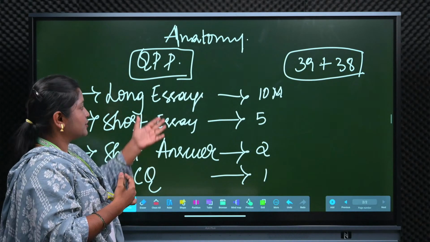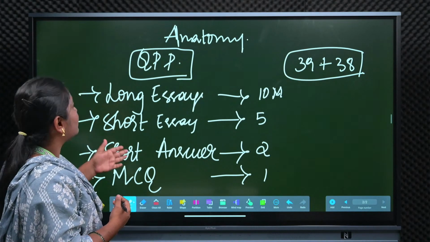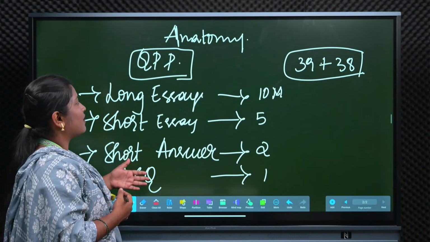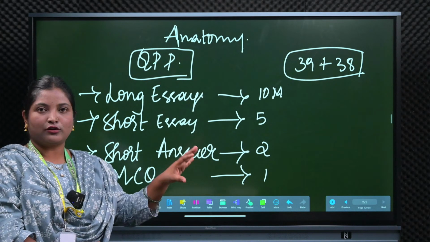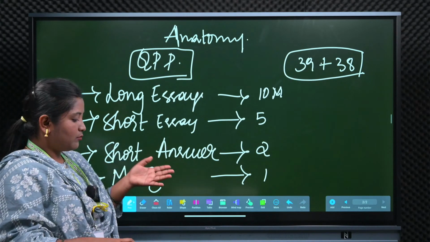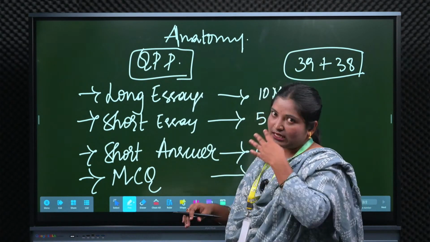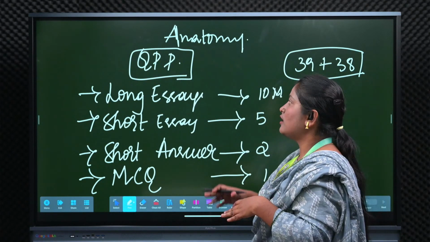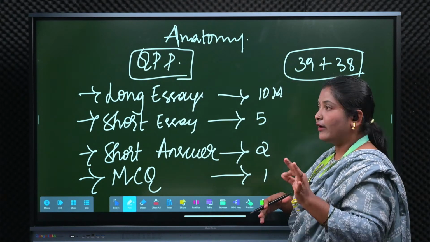The pattern of questions is like this, and we have to know before going to the examination the total marks, which is anatomy and physiology 39 plus 38, like that they are going to be divided, and 1 mark is going to vary in both of the exams. Most of the time physiology carries 39 marks and anatomy carries 38 marks. Only 1 mark variation will be there, that you find out.